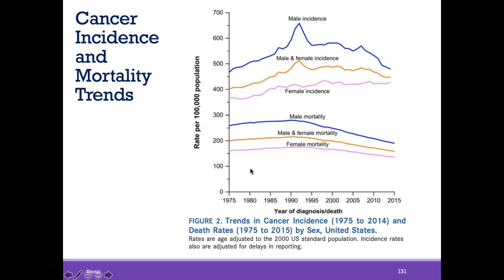The good news is that mortality is decreasing over time in the general trend. The incidence, again, is overall kind of stabilizing. Females have a higher prevalence of breast cancer and lung cancer slightly, but overall mortality is going down. Right? Mortality is going down, which is a good thing.